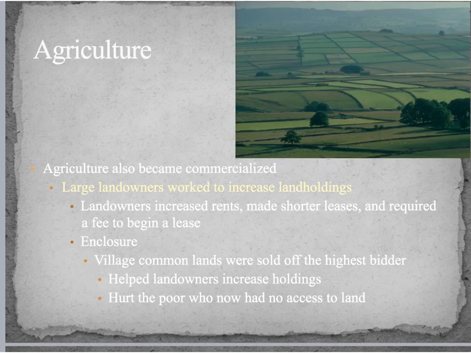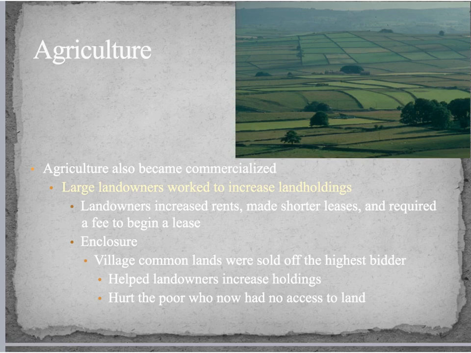So large landowners worked to increase their land holdings. Landowners increased rents. They made shorter leases on land, and they started charging extra fees. Enclosure was also a change in agriculture that had a huge impact. So previously, most villages had a commons, which was a piece of land in the middle of the town or the village that anybody could use who didn't have land. Like maybe if you're poor, you can have a little garden and grow some food for your family.